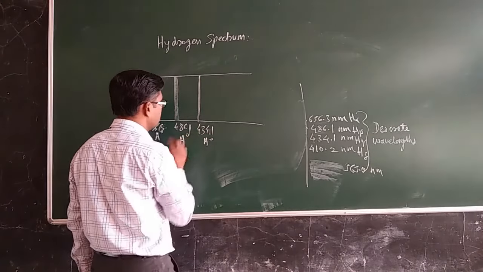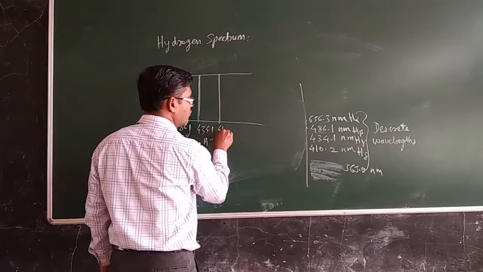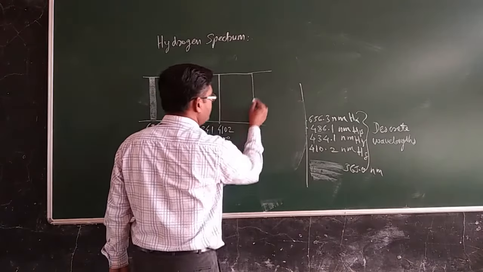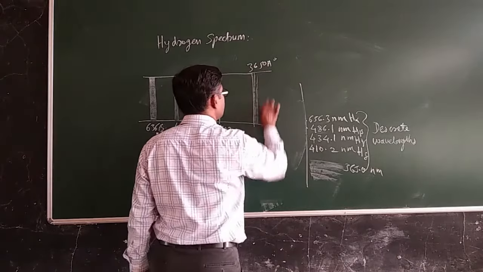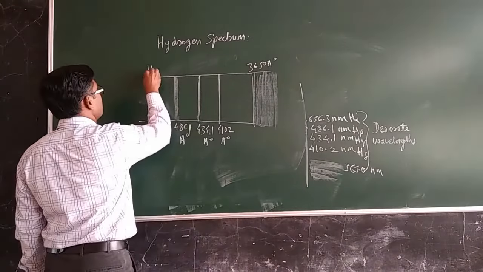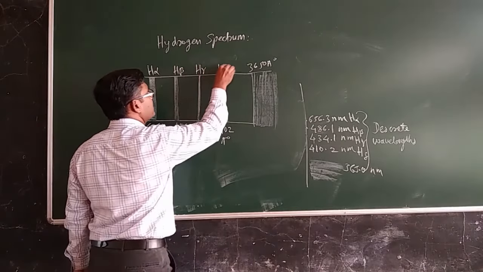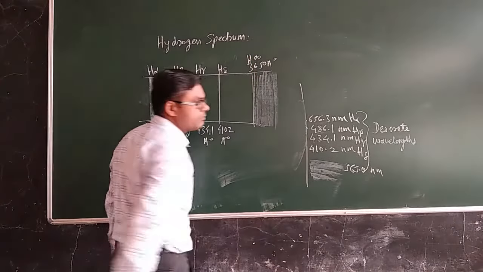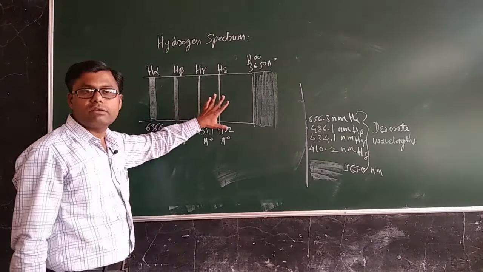This is 4861 angstrom, and then we get the fourth line, this is 4102 angstrom, and at about 3650 angstrom we get the continuous lines. So the first line is called H alpha, this is H beta, H gamma, H delta, and these particular lines are called H infinity. This is not required actually, but these 4 lines are very, very important.